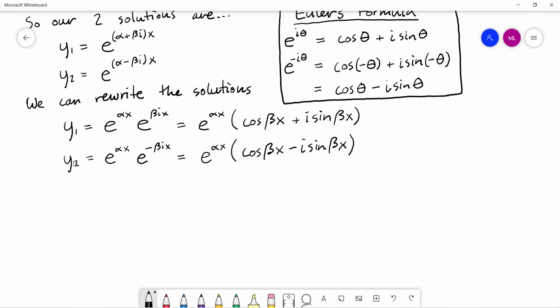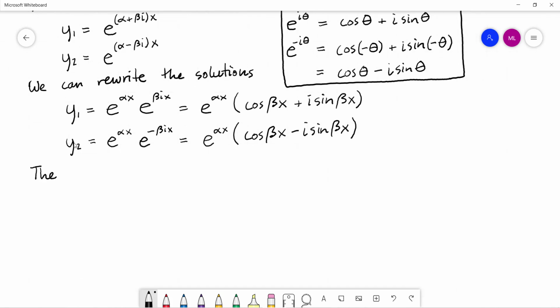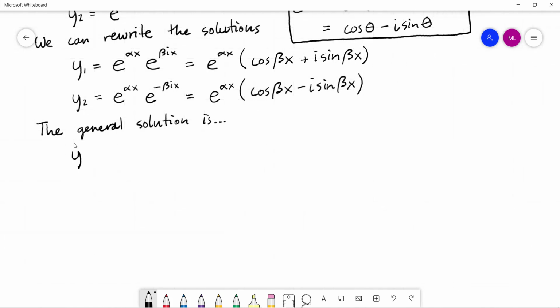So here's y1, here's y2, written using Euler's formula. The general solution, as you'll recall, is some linear combination of these two pieces. So the general solution is y equals c1 times y1 plus c2 times y2. And when we do that for these expressions for y1 and y2, we're going to be able to actually do a little bit of work on this.